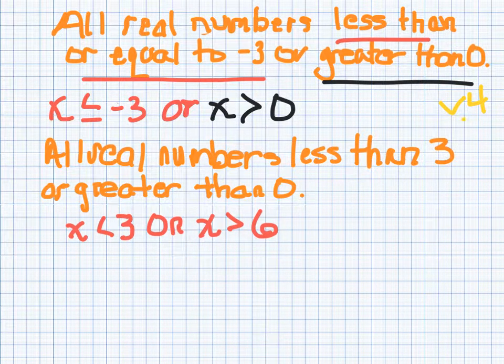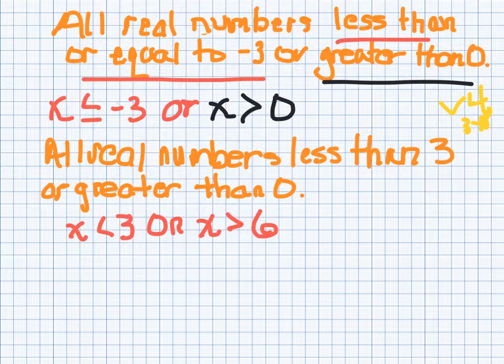So checkpoint 4 on page 348 gives us x is less than or equal to -3, or x is greater than 0. And so I could write out, I could say all real numbers less than 3 or greater than 0. Sorry, I was looking at the wrong problem when I said -3.